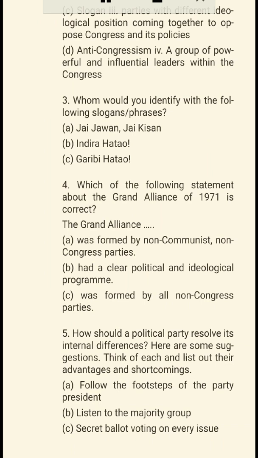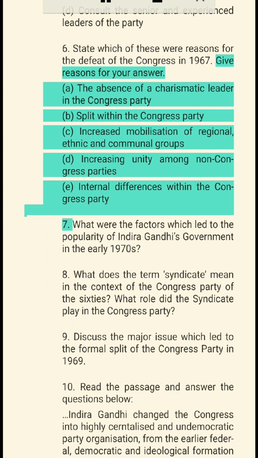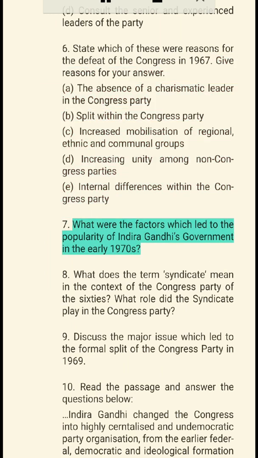6. State which of these were reasons for the defeat of the Congress in 1967. Give reasons for your answer. A. The absence of a charismatic leader in the Congress Party. B. Split within the Congress Party. C. Increased mobilization of regional, ethnic and communal groups. D. Increasing unity among non-Congress parties. E. Internal differences within the Congress Party.